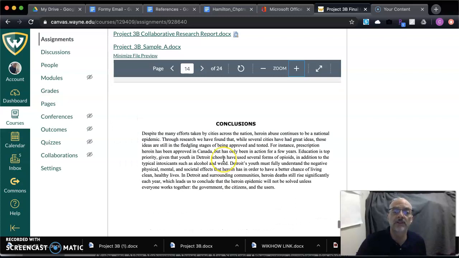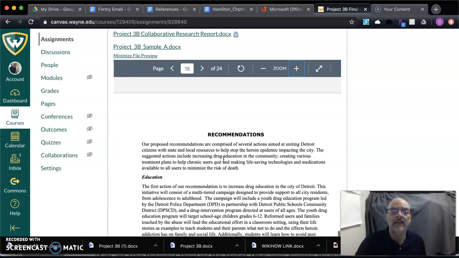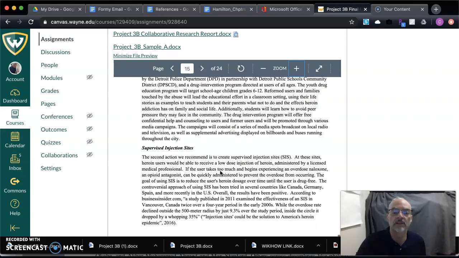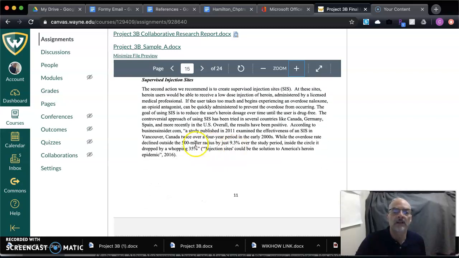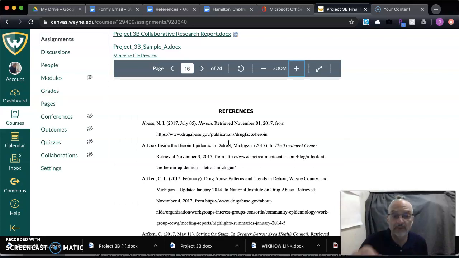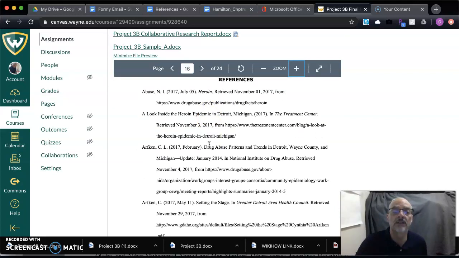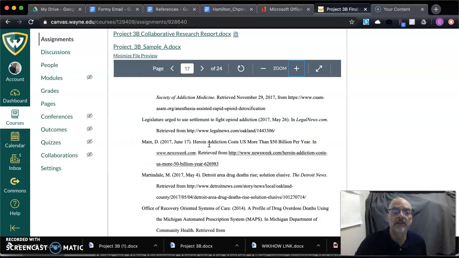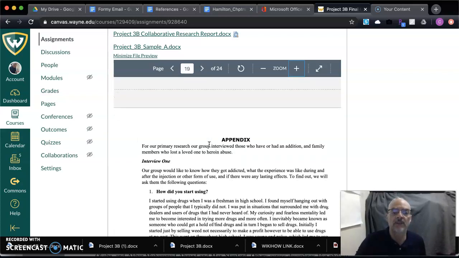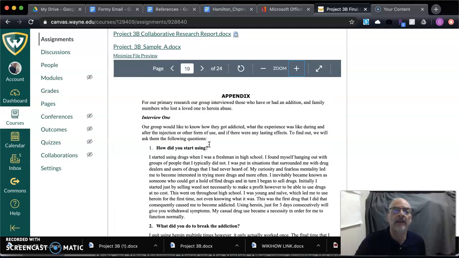So now we have conclusions, and we come to the recommendations. Here's the Detroit Police Department in conjunction with another sub-community, and they're still using a good mixture, bringing in their references and using their sources. Then we have their references pages, and then their appendix, or appendices.